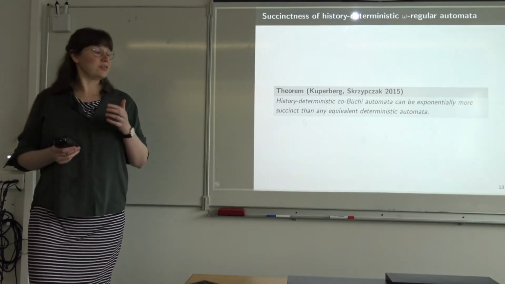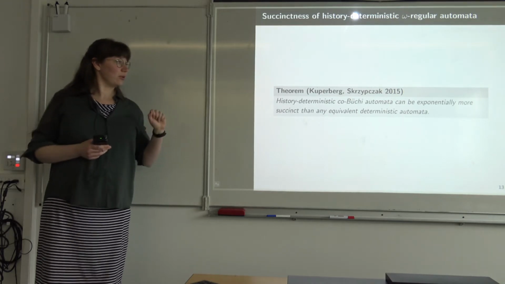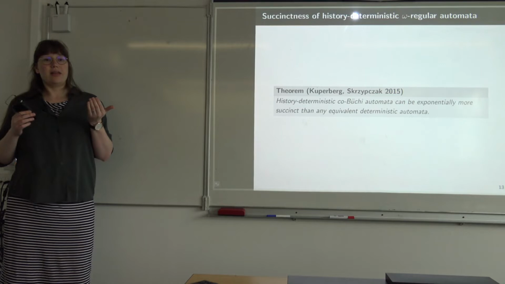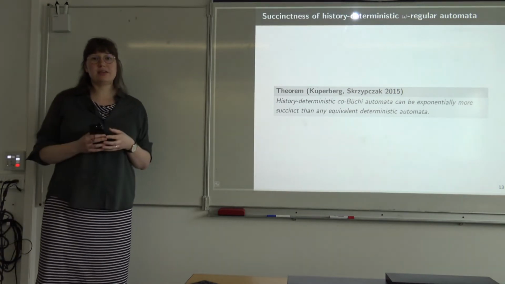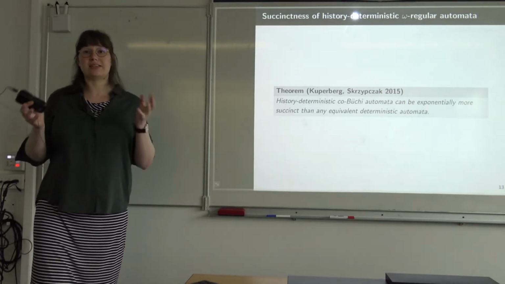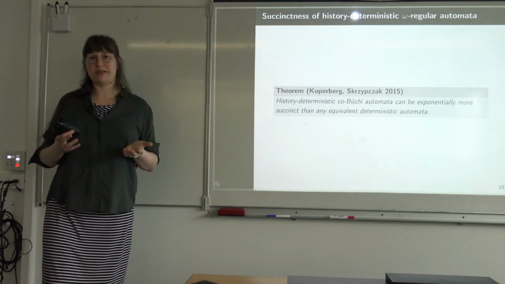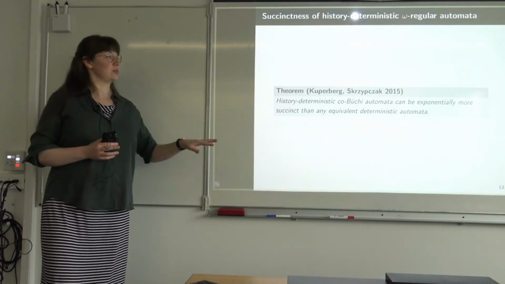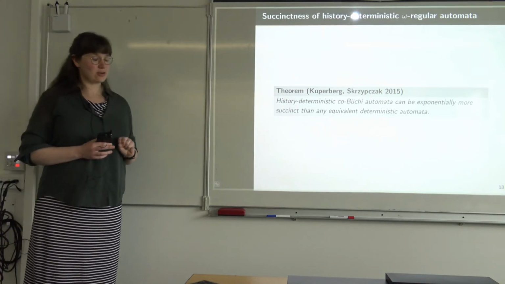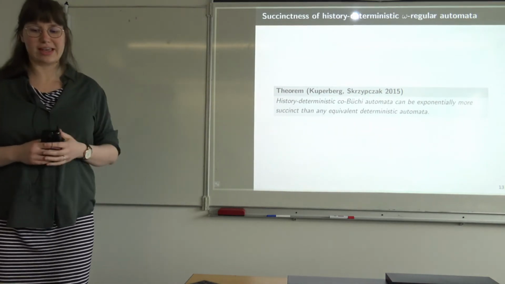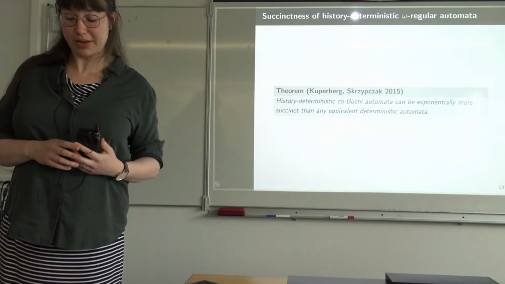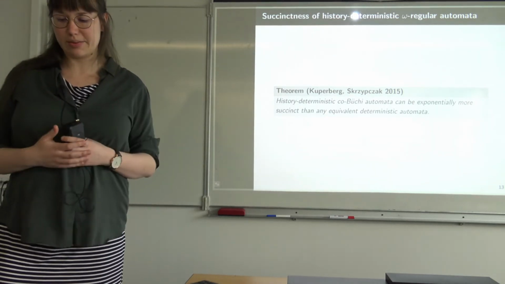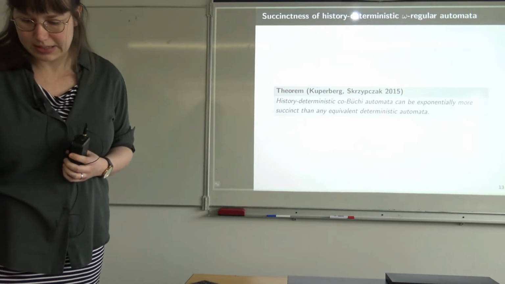And then it still took some time for Denis Kuperberg and Michał Szybczak to come up with an example of a history deterministic automaton that is exponentially more succinct than any equivalent deterministic automaton. Now for time, I will not show you this automaton, but it's a very beautiful one. And I strongly recommend, if you're interested, looking at it. It's an ICALP 2015 paper. It's a really lovely example of how history determinism can be very succinct.